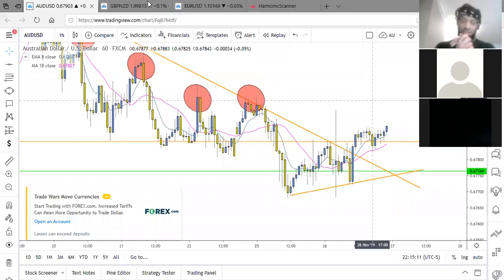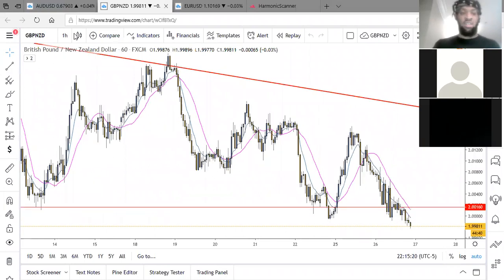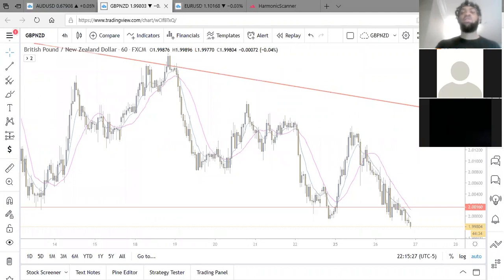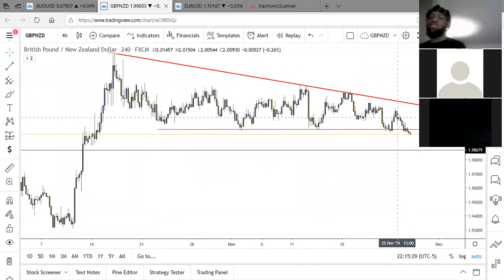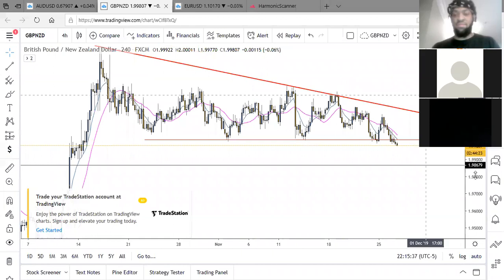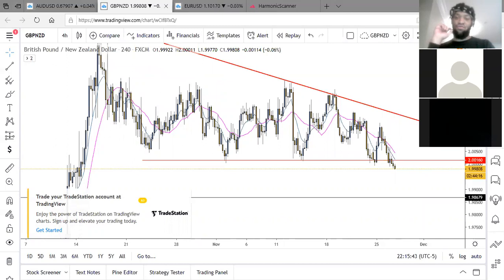GBP NZD. I was marking this bad boy up all day today. Just backtesting. Let's see. What is backtesting? Great question, Andrea. All right, I ain't even gonna tell y'all what backtesting is. Let me just give y'all an example. Let me see. All right, I guess I can tell y'all first.